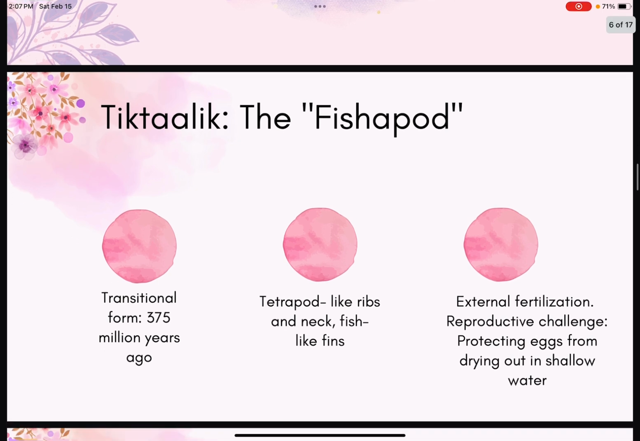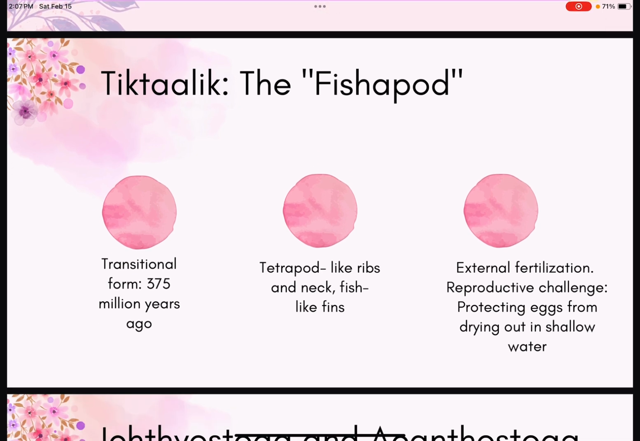For the next slide, we're going to talk about Tiktaalik, the fishapod. Tiktaalik is often called the fishapod, and it represents a significant transition between the fish and the early tetrapods. This creature lived about 375 million years ago and had both fish-like characteristics such as having fins and tetrapod features. So this animal marks an important point in evolutionary history where animals began to venture out of the water and onto the land.